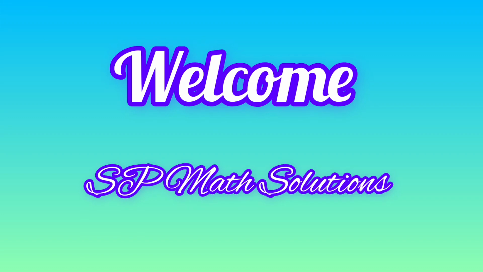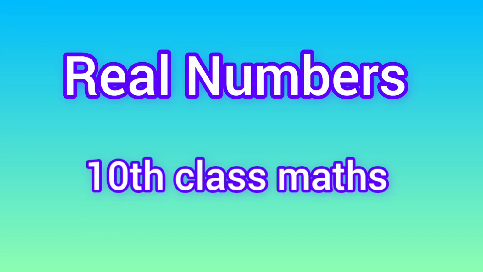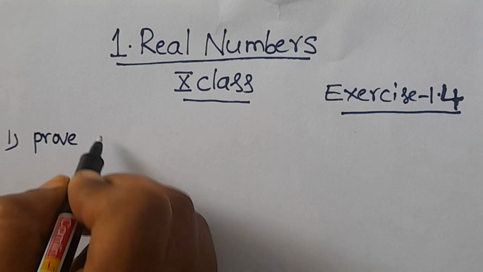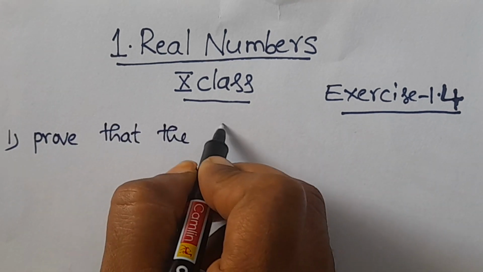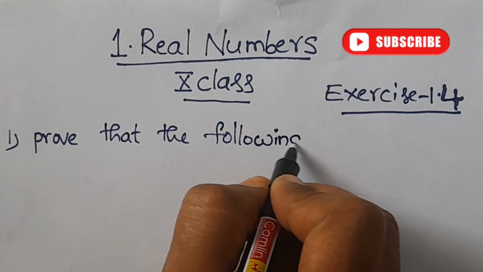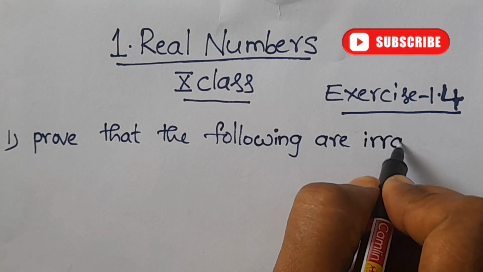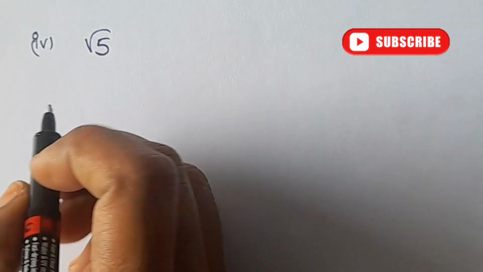Welcome to spmathsolutions 10th class maths chapter 1 real numbers exercise 1.4 first problem, 4th and 5th bits. We will learn in this video. Prove that the following are irrational.